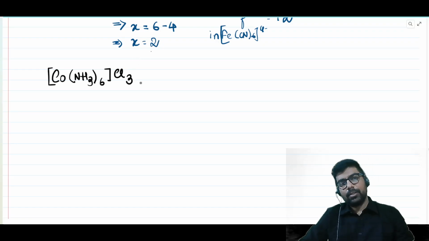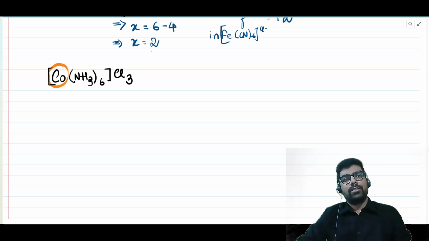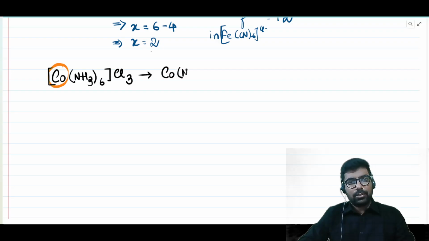Cl3. Okay. Now again we have to find out the oxidation state of this central metal atom. Central metal atom is this one. We have to find out the oxidation state. So now tell me, overall the molecule is 0. But if we break the molecule, let's say, what will be this one?